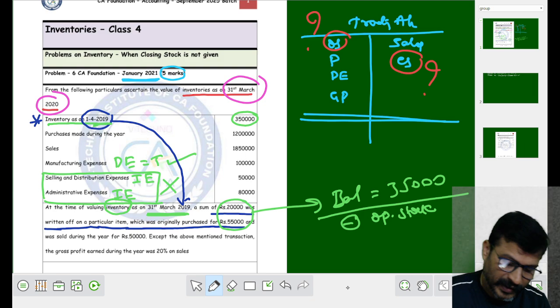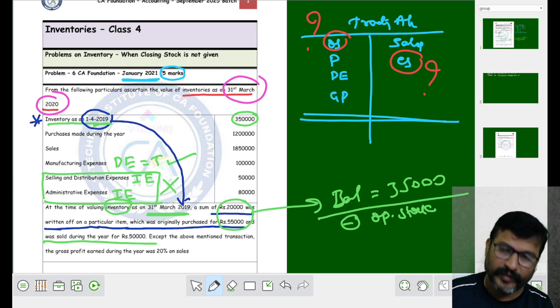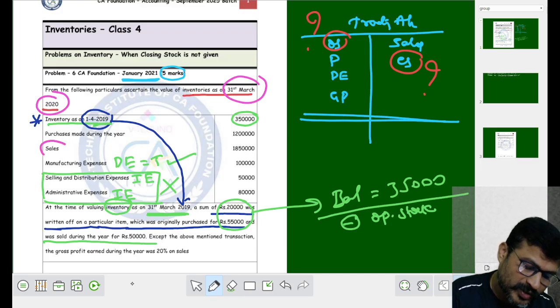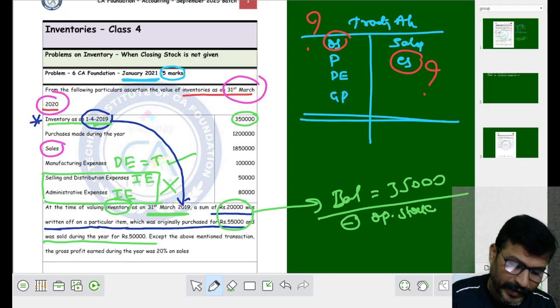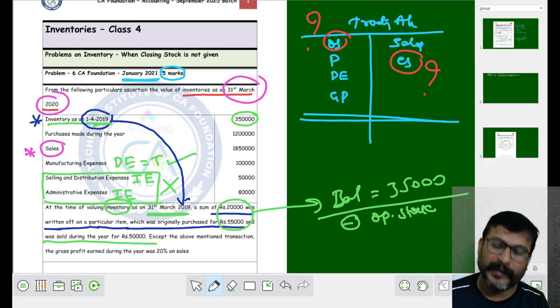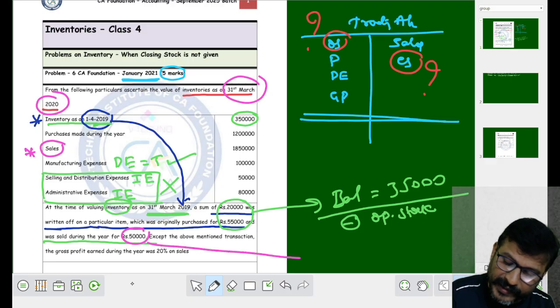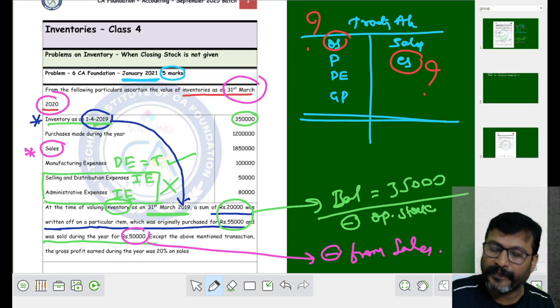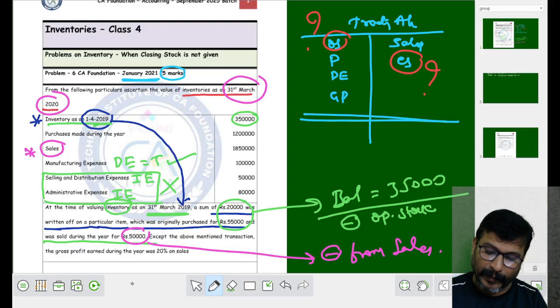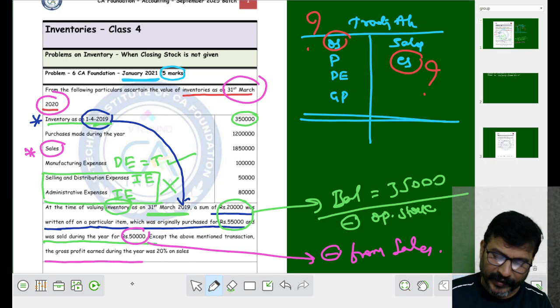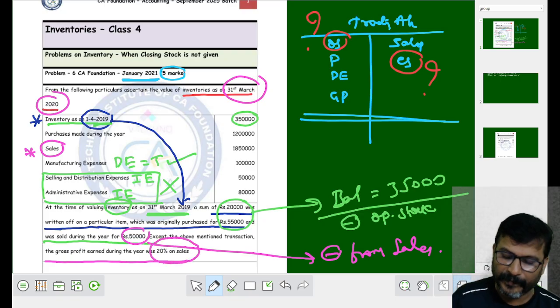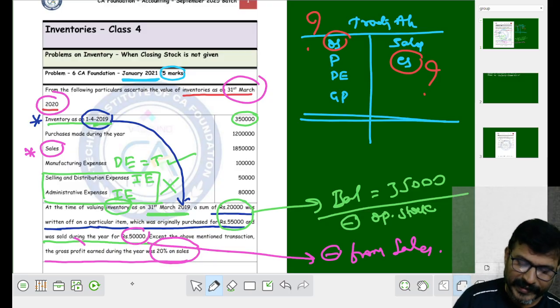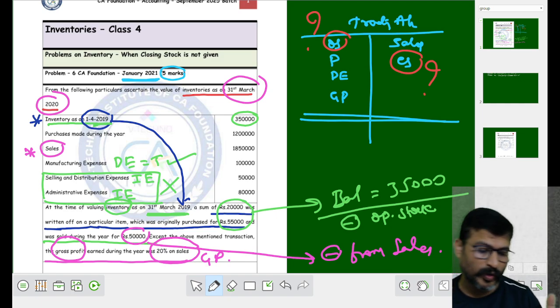Fine. Then next, these goods were sold during the year for 50,000. These goods are sold, which means here we have sales. Out of the sales we have to subtract 50,000, put a star mark. This 50,000 is to be subtracted from sales. Okay. Now, except the above mentioned transaction, gross profit is 20% on sales. Shall we move on to the solution?